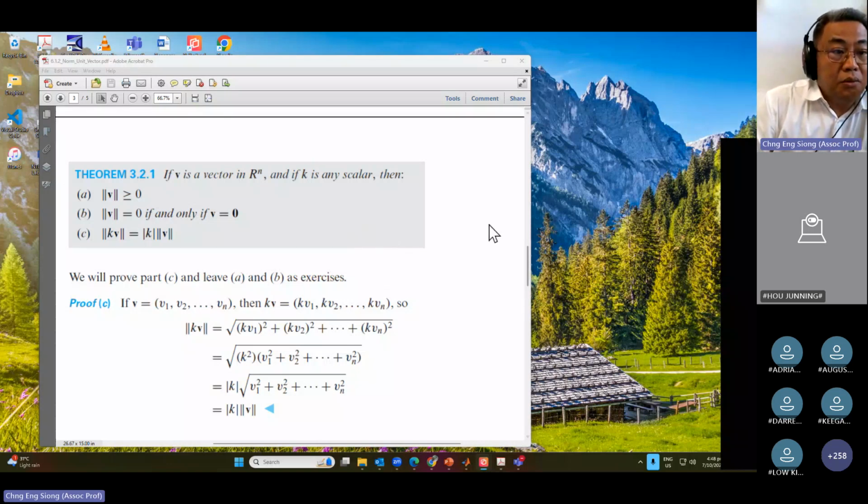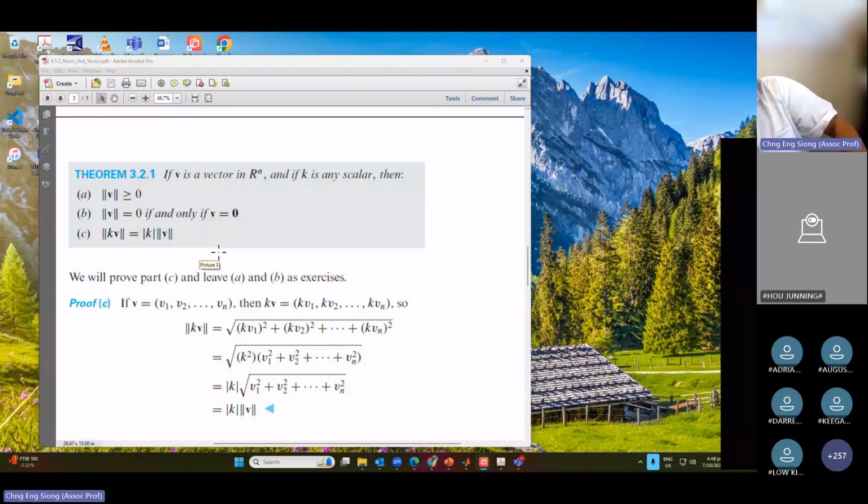Right. So the first thing you must remember is that anytime you see the word norm of a vector, it's a positive number. It can be 0, but it will never be a negative number because we are talking about a length here.